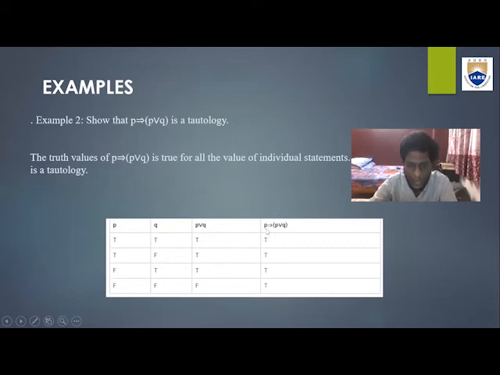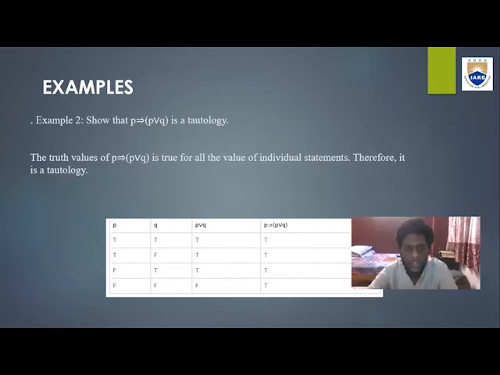Similarly, following this condition, P implies P or Q. The P or Q values are true, true, true, and false. P implies P or Q: the final answer will be true, true, true, true. All the values are true. So the final answer is yes, it's a tautology. The truth value of the given statement is true for all values of the individual statements. Hence, this is a tautology.